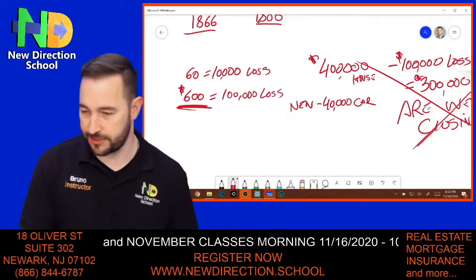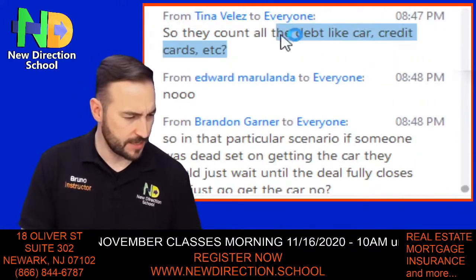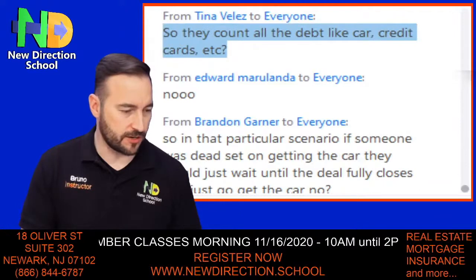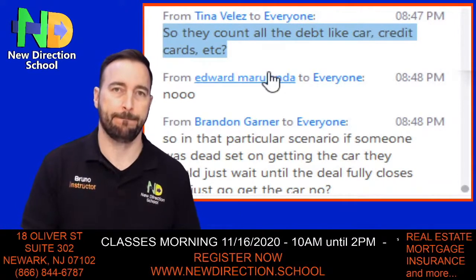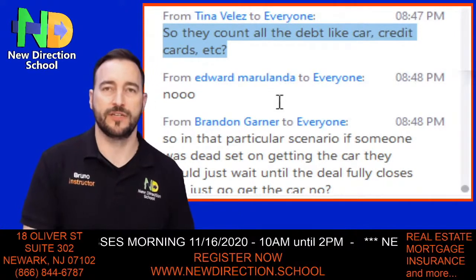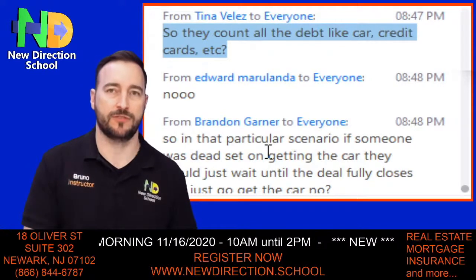All right, let's look here at the questions. What we got? Do they count car debt, credit cards, and all that stuff? Yep. Anything that's revolving credit or installment credits could be counted for. Yep.